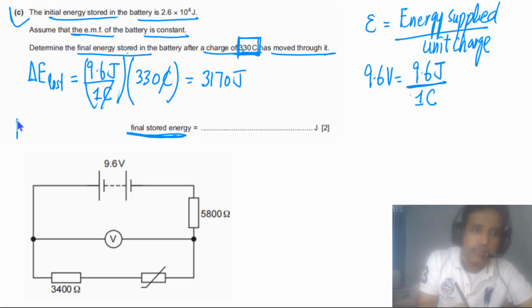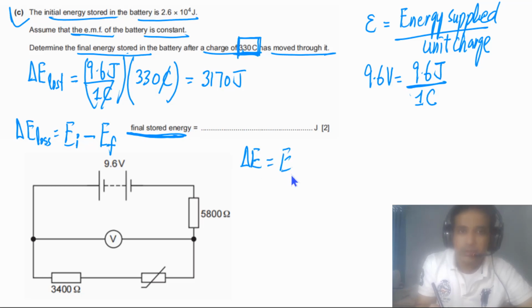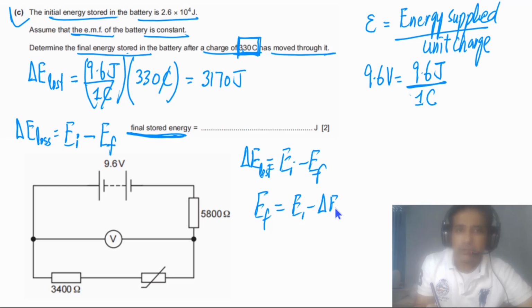So we can say delta E means the energy loss. This one will be equal to the initial energy minus final energy. Final energy is lower. That's the reason we are writing E_I minus E_F. Now simply we need to plug in values. So we can say delta E is equal to E initial minus E final. So this is delta E lost. So E final from here will be equal to E initial minus energy loss, meaning delta E.